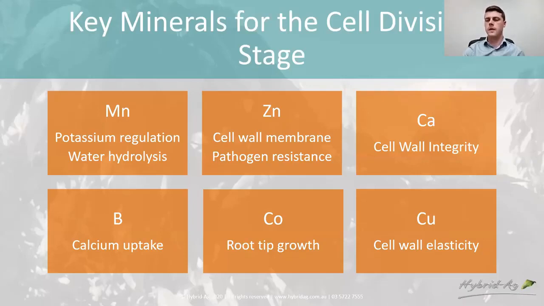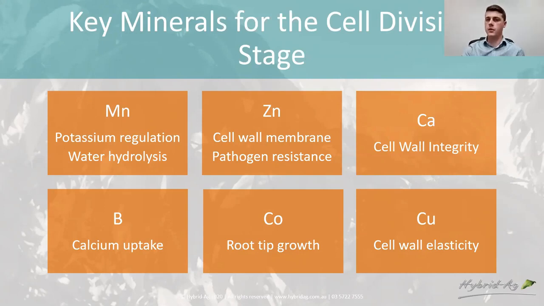Zinc plays a critical role in cell wall maintenance. The interesting side effect of that is that you actually have better resilience to environmental and pest and disease impacts on the fruit at a cellular level. So we need to make sure we have the required levels of zinc, and that goes with calcium, which we've touched on, and then boron as well, which is well understood for its relationship with calcium.